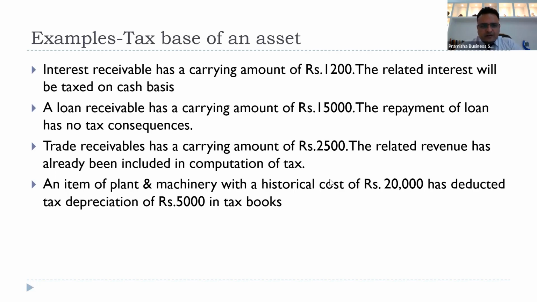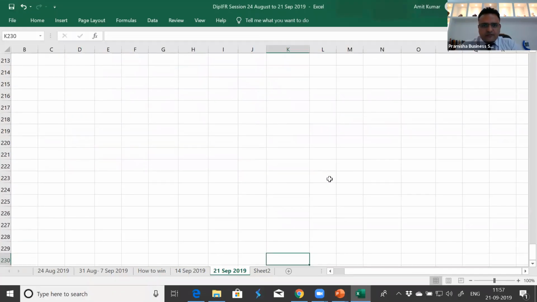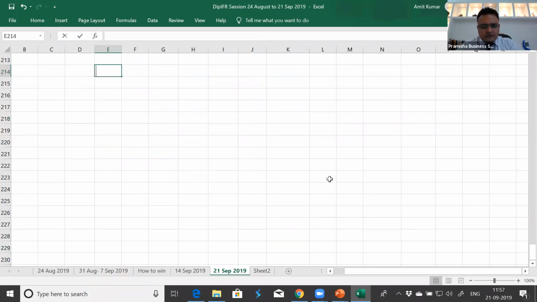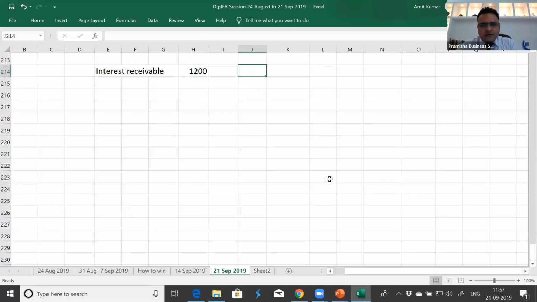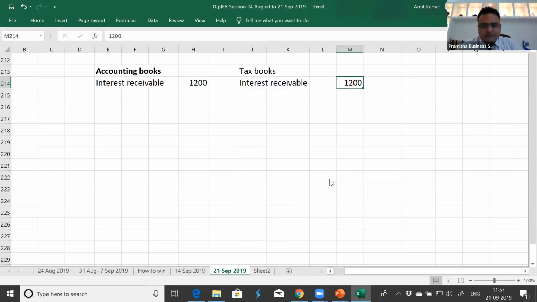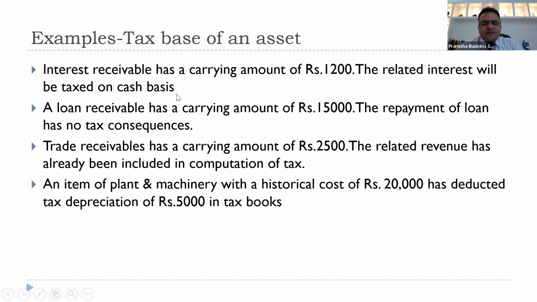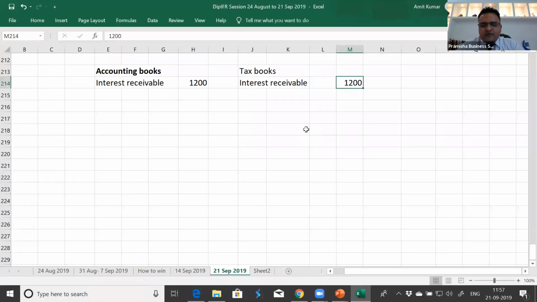So the carrying amount of interest receivable is what? Interest receivable, carrying amount, 1200. This is accounting books. According to tax books, interest receivable is how much? The related interest will be taxed on cash basis, meaning only when you receive cash will they consider it as income. So as of today, it is 0.